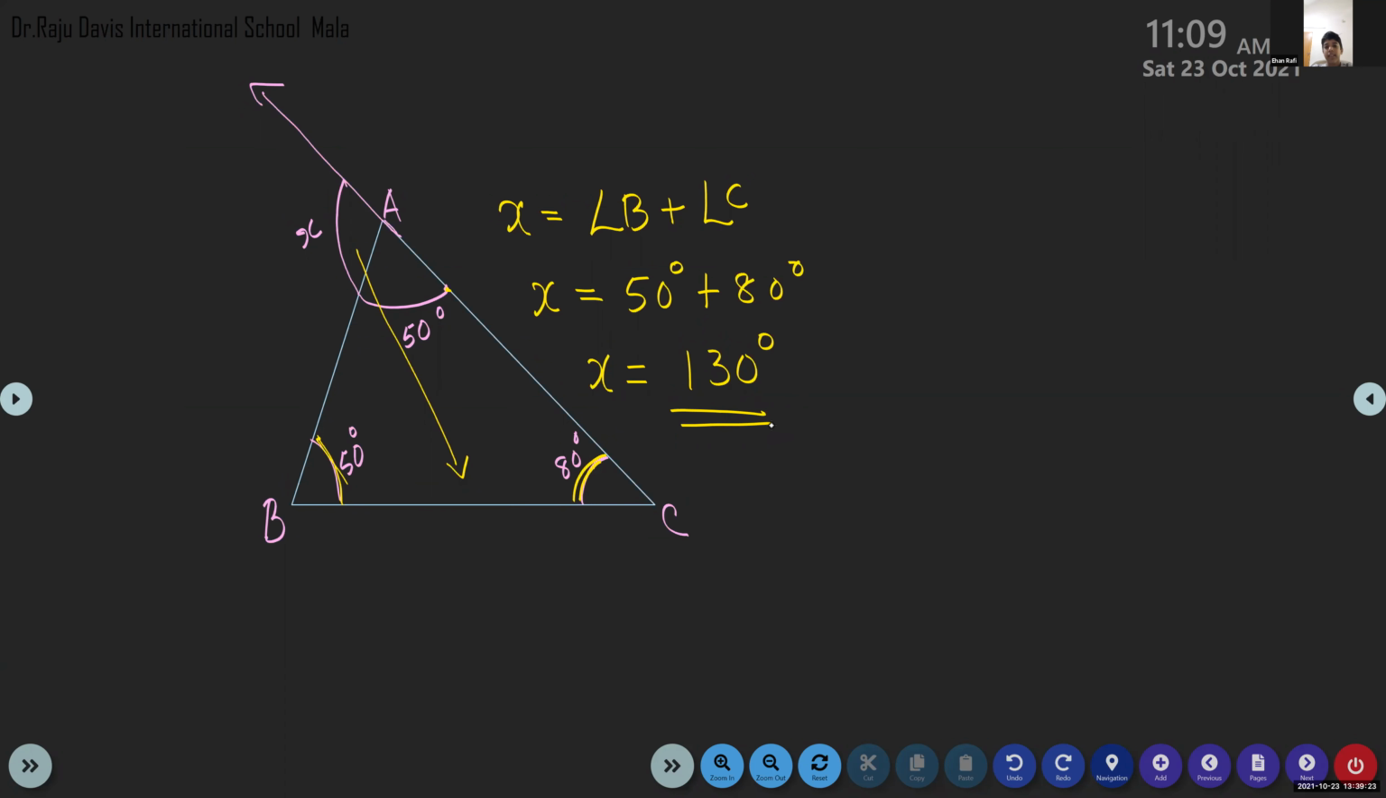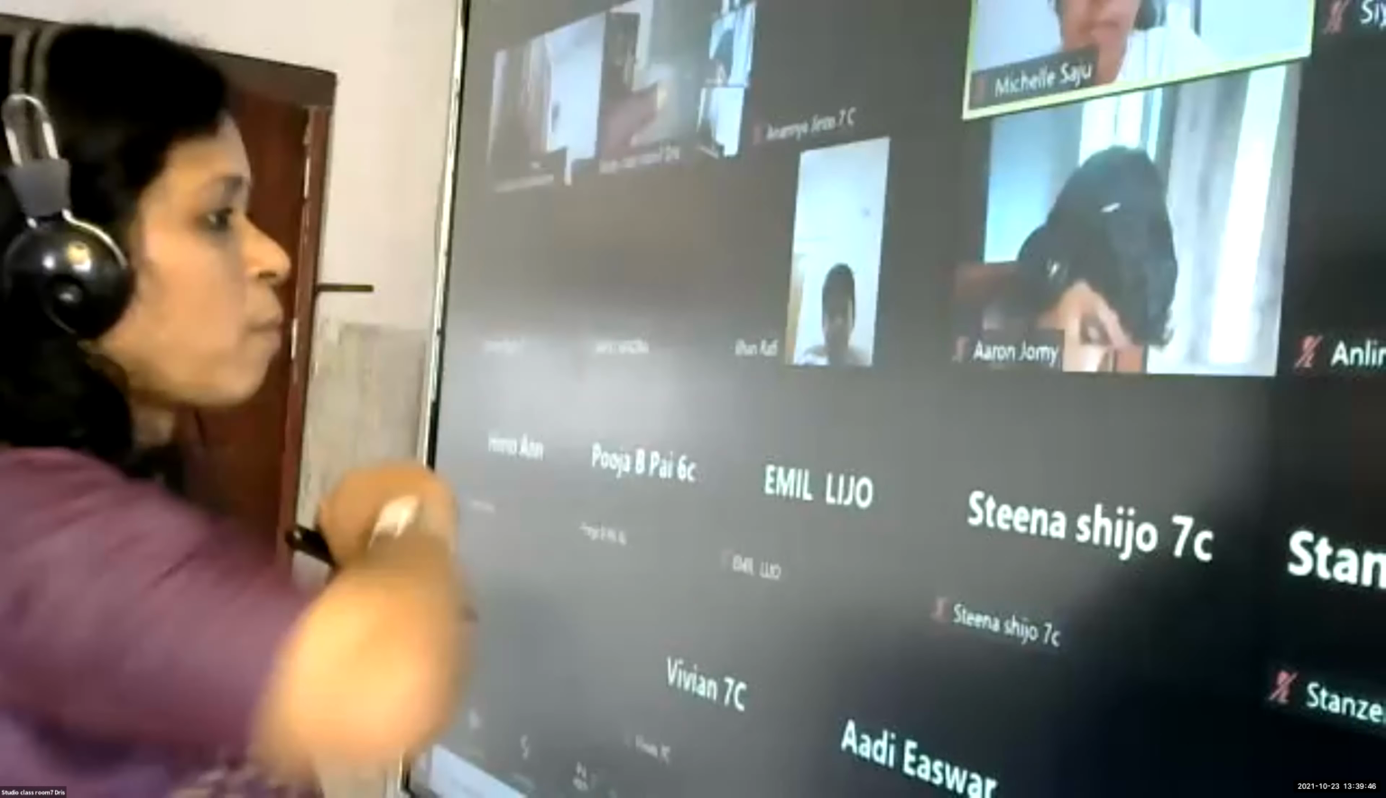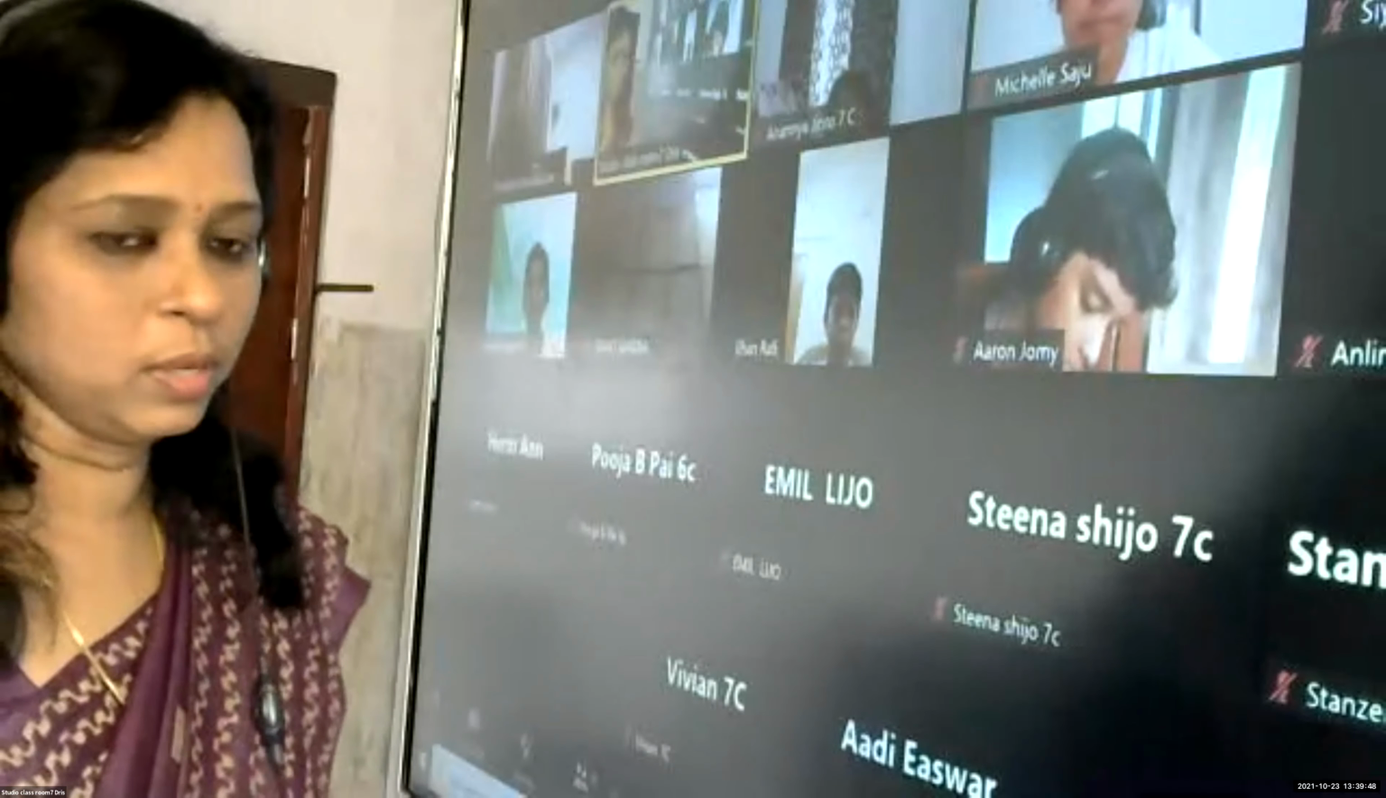So different types of problems can come. Only one thing is constant, that is the property. What is the property? The exterior angle property of a triangle: the exterior angle of a triangle is equal to the sum of the opposite interior angles. Clear? Okay. Using that, a lot of problems will be asked. It is a very important rule.